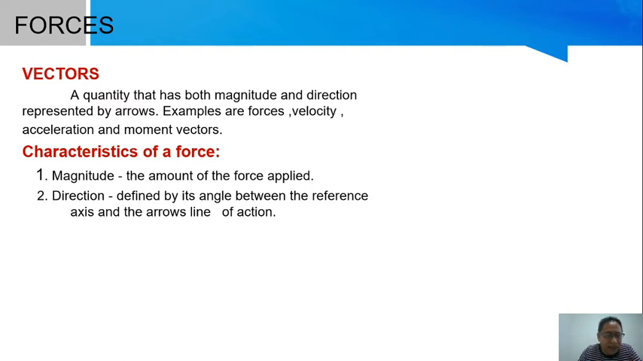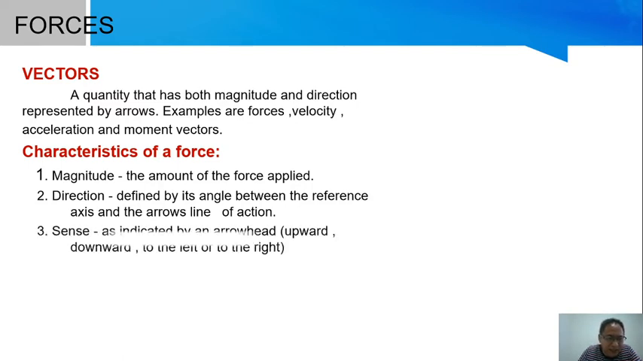And what is the third? The third is that it contains sense. The sense is indicated by an arrowhead. So you will know the direction of the force, whether it's upward, downward, to the left, or to the right, as indicated by the directional arrow. Because a force is actually represented with an arrow, the tip of the arrowhead shows where your force is going, whether it goes upward, downward, to the left, or to the right.